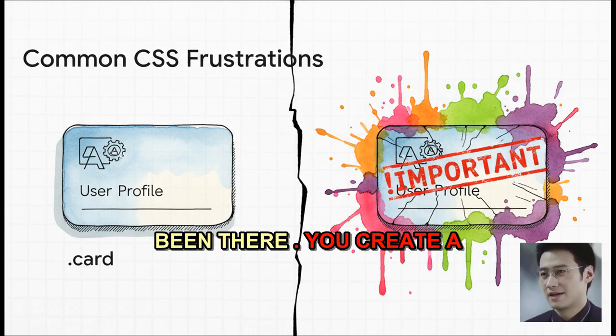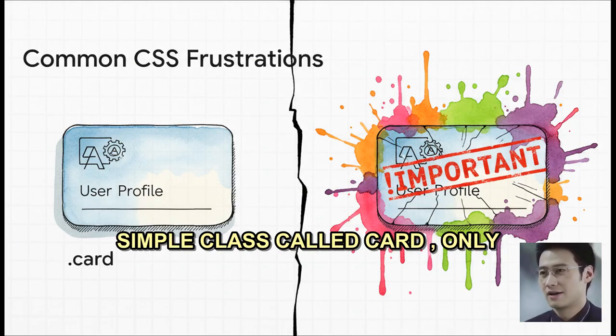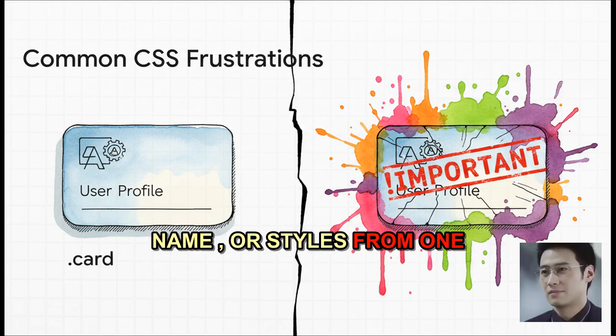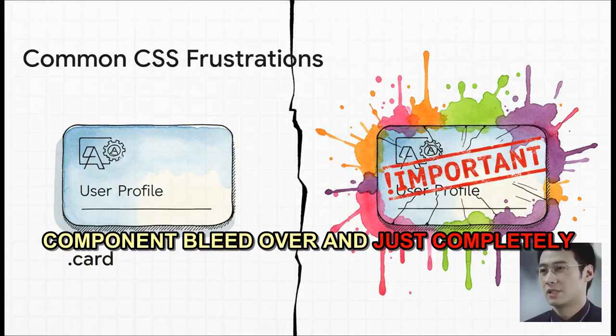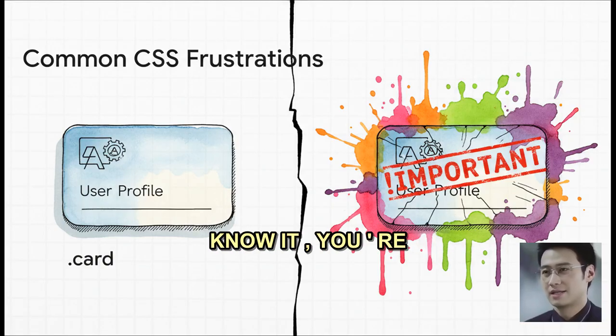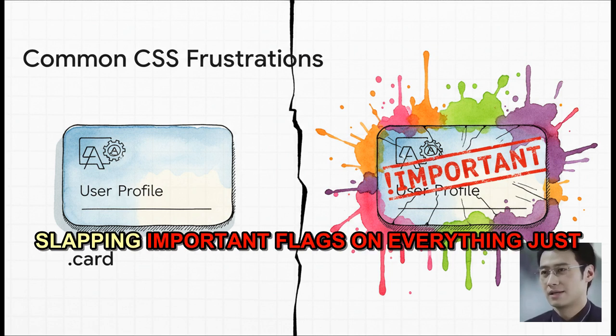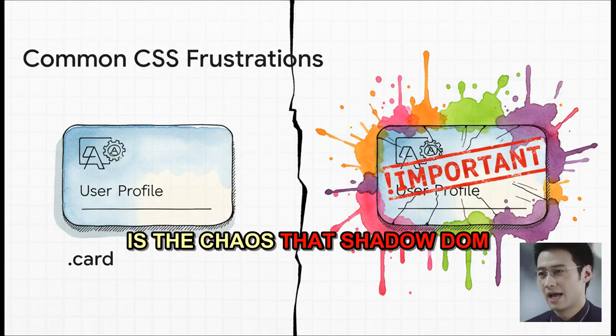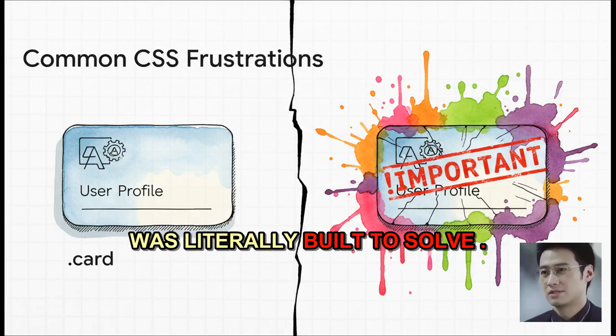We've all been there. You create a simple class called card, only to find out some other library is already using that exact same name. Or styles from one component bleed over and just completely wreck another one. Before you know it, you're in this crazy specificity war, slapping important flags on everything just to make it work. This is the chaos that Shadow DOM was literally built to solve.